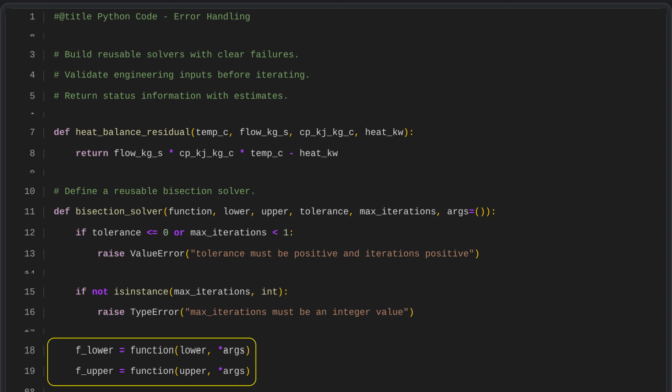The function is evaluated at both the lower and upper bounds, using any needed extra arguments. These two values are then used to check whether the function changes sign across the interval, which is required for the bisection method to work correctly.